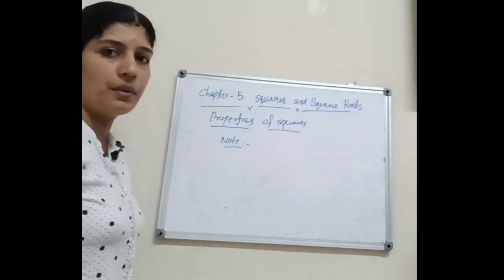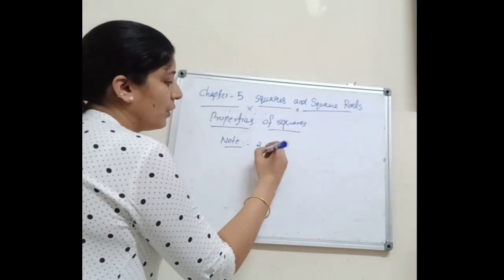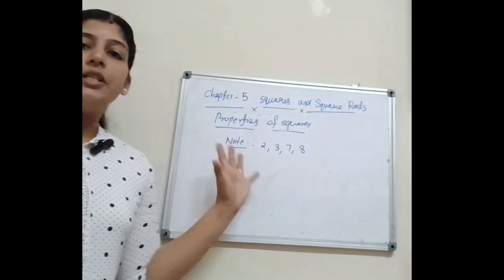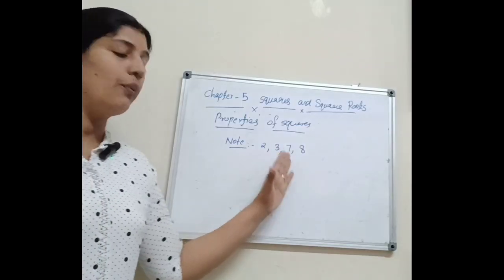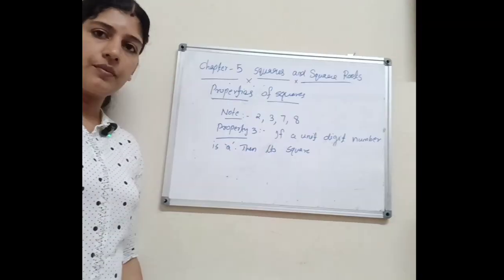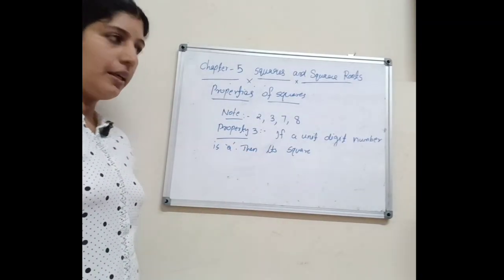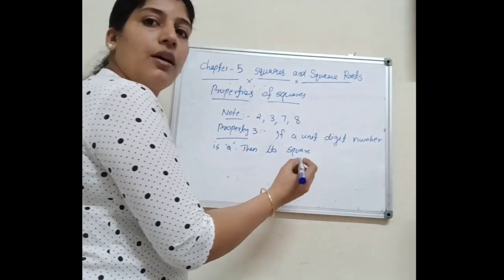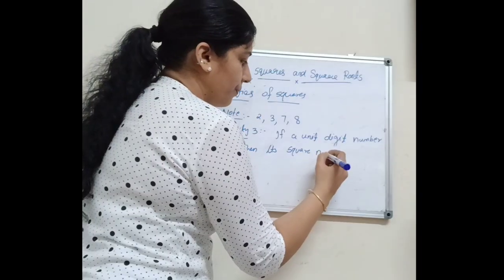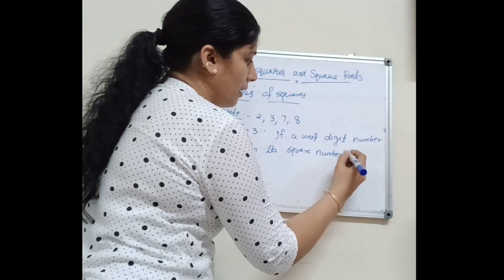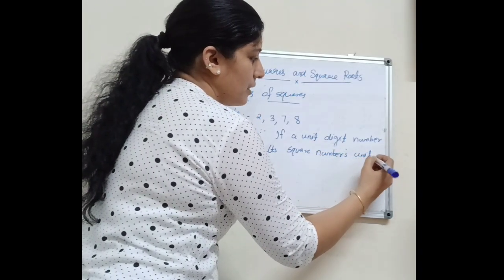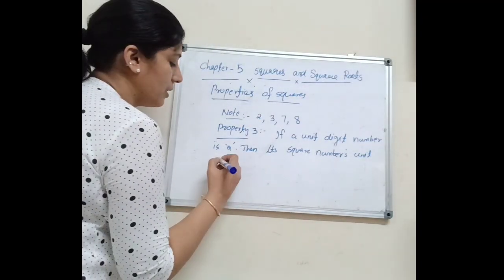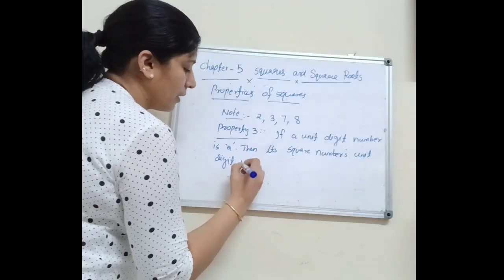Considering the remaining digits 2, 3, 7, 8: a number ending with 2, 3, 7 or 8 is not a perfect square. In the case of the third property, if the unit digit of a number is a, then the unit digit of its square is the unit digit of a square.